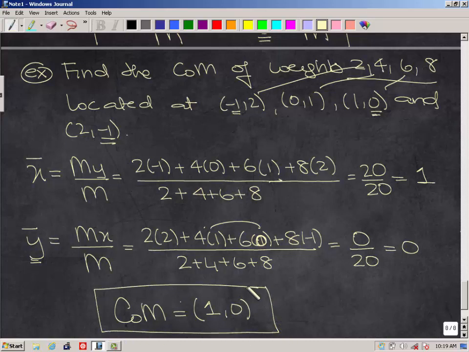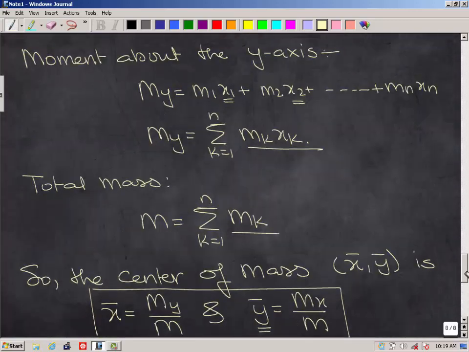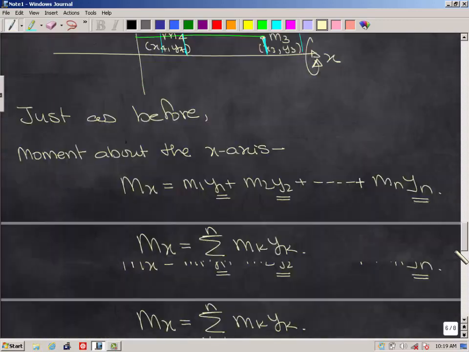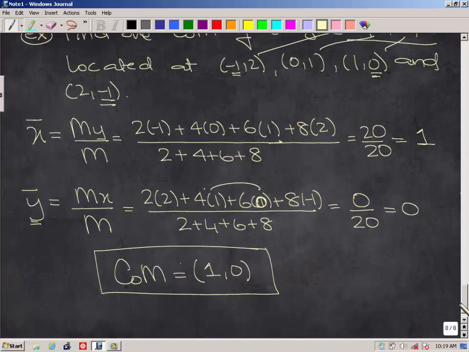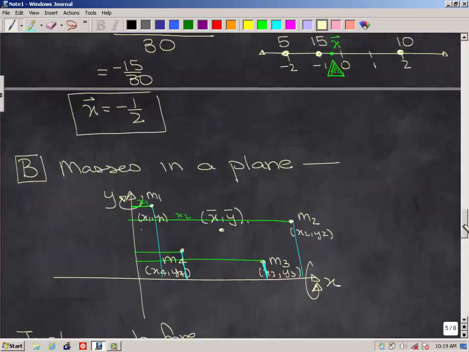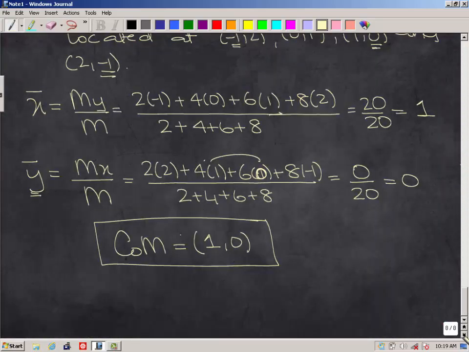So we've taken a look at 2 examples of center of mass. The first one was masses scattered on a line. The second one was masses in a plane. And none of these involved calculus. You notice we haven't done any integration yet. So let's do that next.